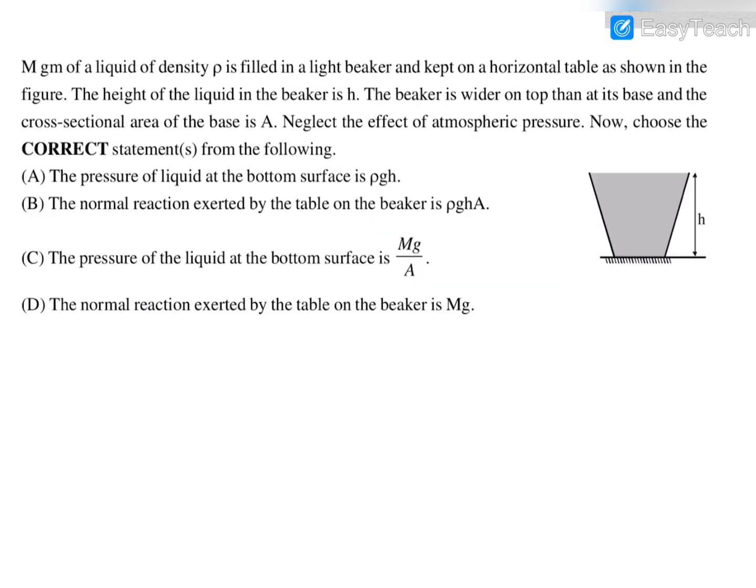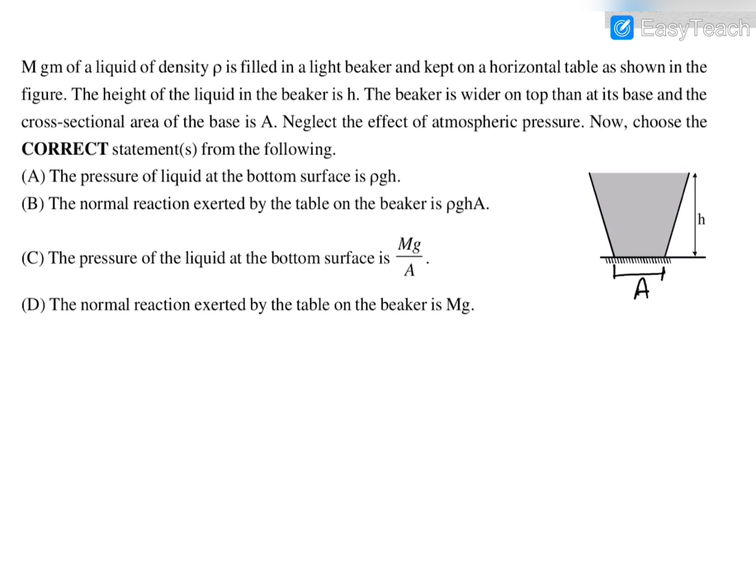Now let us move on to the next question. You can see that there is a container of this shape and it has m gram of liquid filled in it, and the density of the liquid is rho. The height of the liquid column from the base of the beaker is h, and it is kept on a horizontal table. Now this is wider at the top and narrower at the bottom. The base cross-sectional area of this beaker is A, and if we have to neglect the atmospheric pressure, then we have to choose the correct option.